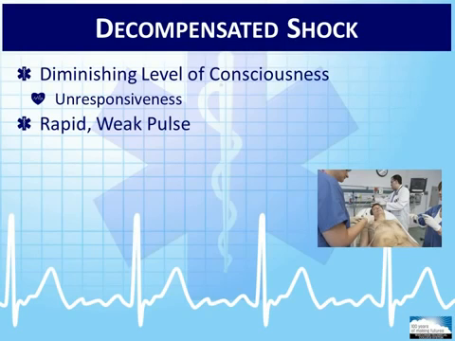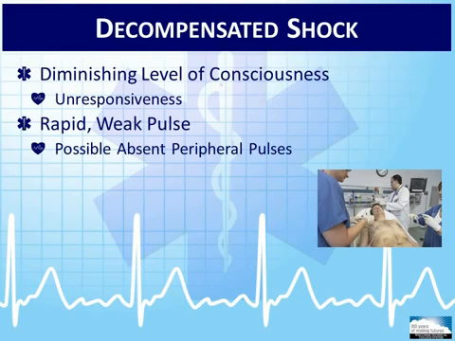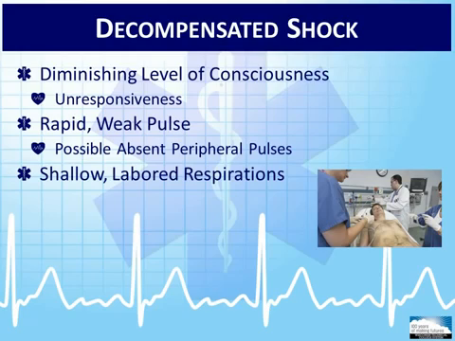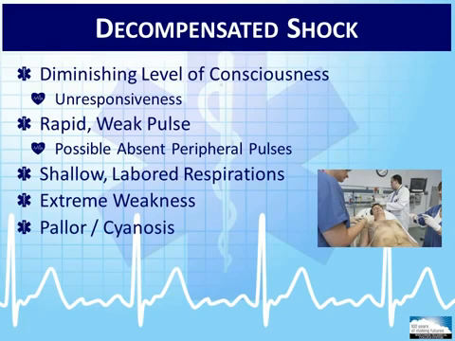The pulse remains fast, but it becomes weak and thready to the point where an EMT may have some problem feeling it, especially if palpating for a pulse in the periphery, such as a radial or popliteal pulse, given the body's attempt to shunt blood away from the periphery into the head and torso where the vital organs reside. Respirations remain rapid, but the quality changes as they become shallow and labored. The patient will feel weak as skeletal muscles receive less oxygen, and pallor or cyanosis, pale or blue-tinted skin, becomes evident, especially in areas of the body with thinner skin.